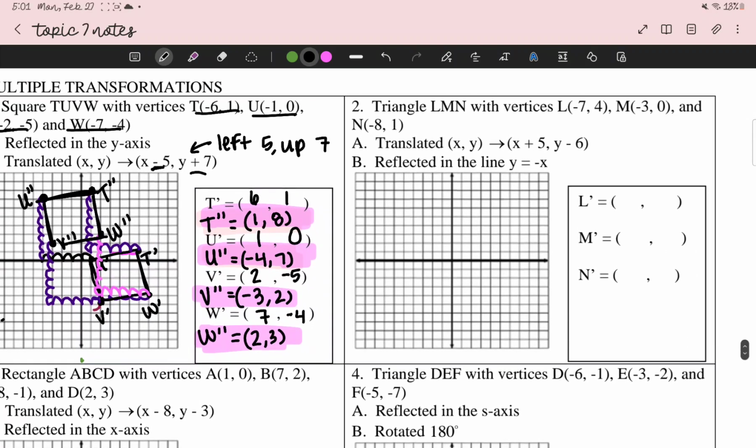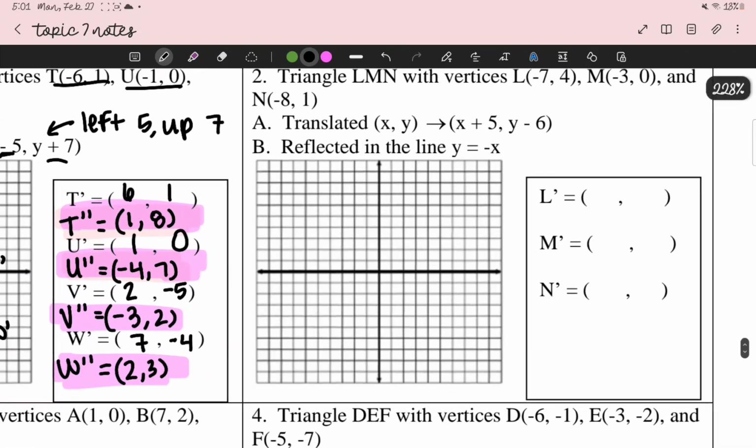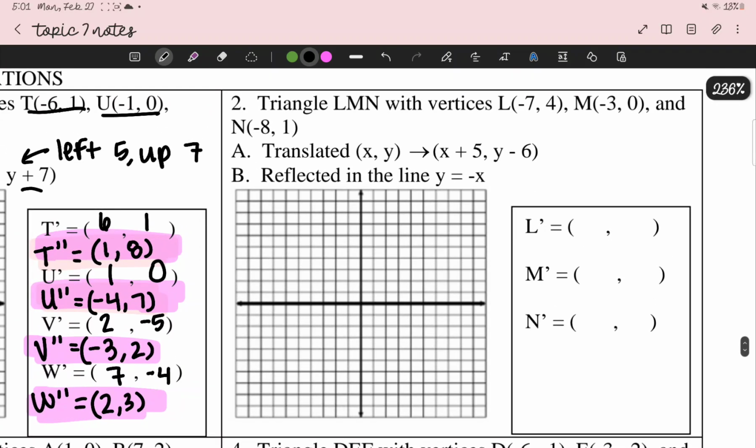Alright, so here for number 2, moving on there, let's go ahead and graph this. We have -7, 4 for L. -7, 4 is L. -3, 0 is M. And -8, 1 is N. Alright, we got this triangle to start off with.